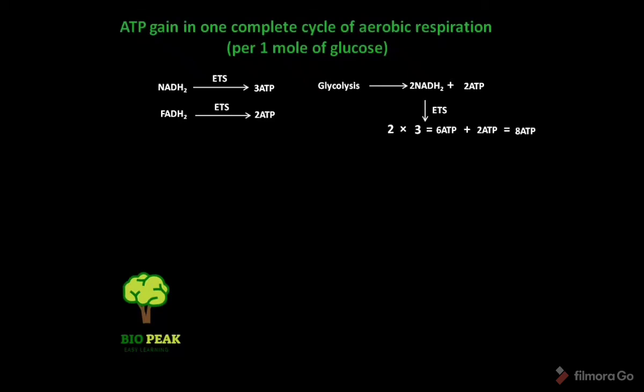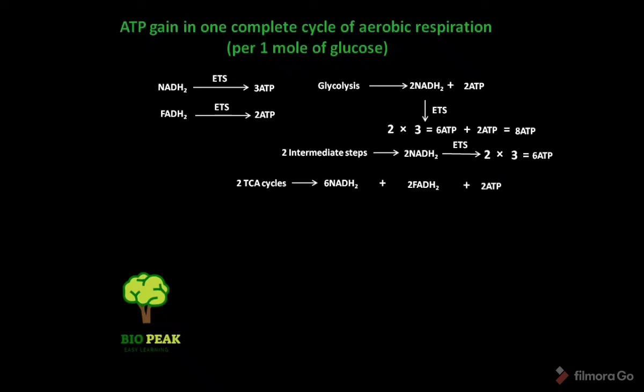In the 2 intermediate steps, 2 NADH2 molecules are formed. These 2 NADH2 molecules go through ETS to form 2 into 3 is equal to 6 ATP. The 2 pyruvate molecules formed from glucose by glycolysis undergo two different TCA cycles. So two TCA cycles form 6 NADH2, 2 FADH2 and 2 ATP.